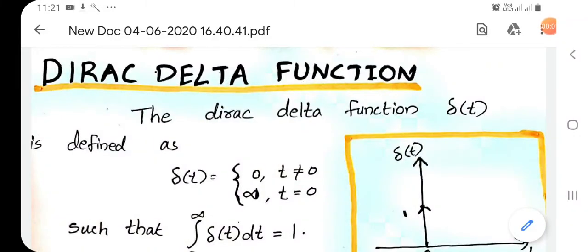Welcome all. The topic is Dirac delta function and its Laplace transform.